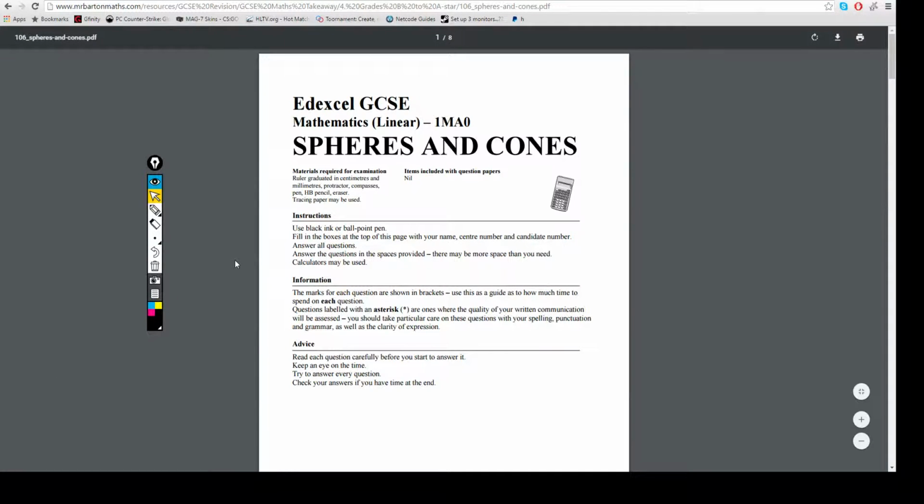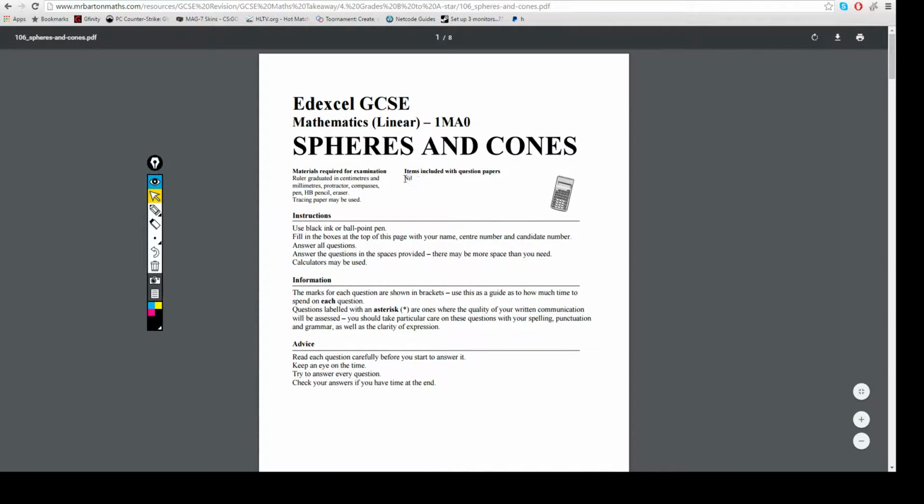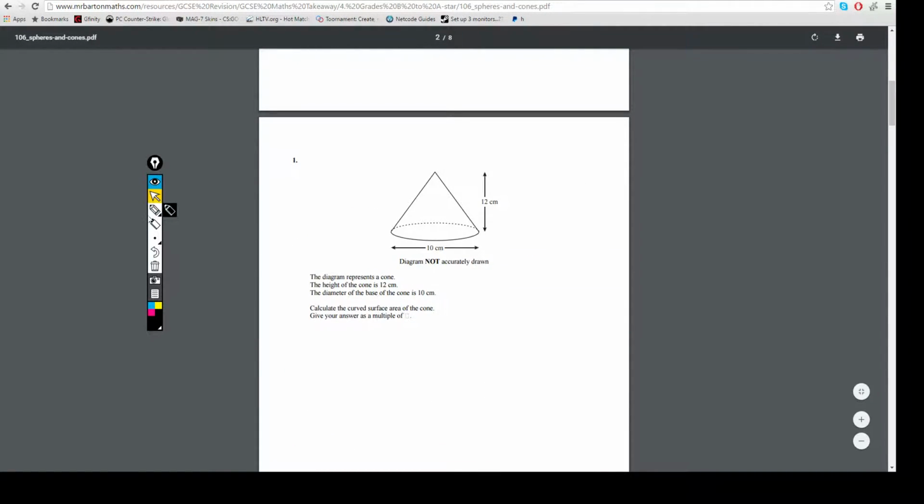Hello everybody, and today I'm going to be doing some spheres and cones with you guys. Hopefully you guys are here for revision purposes. I'm going to go through some worked examples on how to work out spheres and cones, area, volume and stuff. So this is for the Edexcel GCSE Mathematics Linear 1MA0, and this is a calculator based revision paper. So I'm going to go through this with you guys.